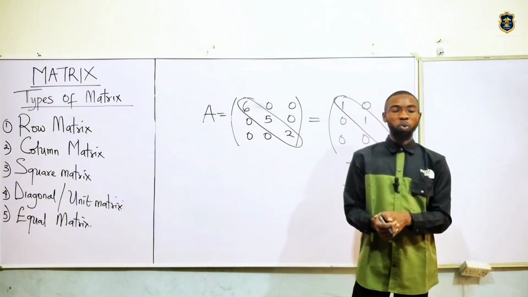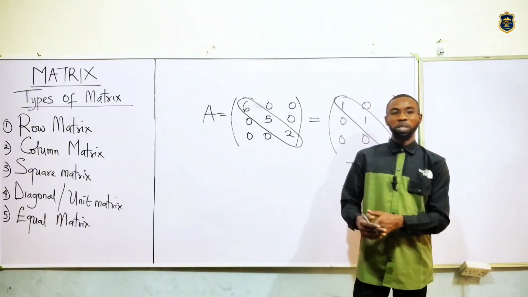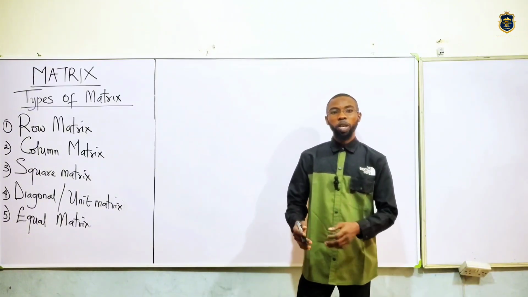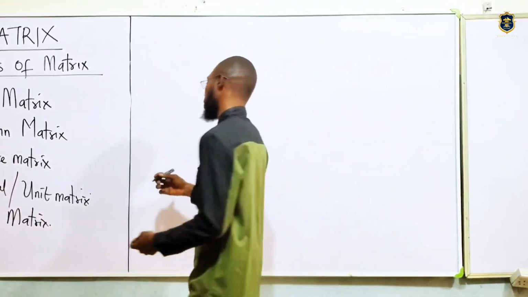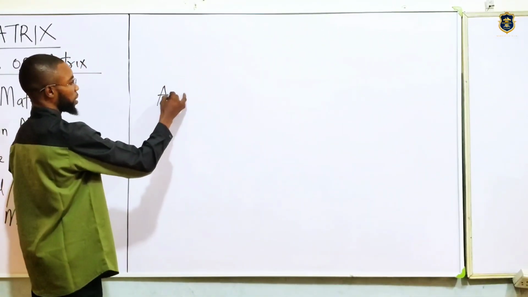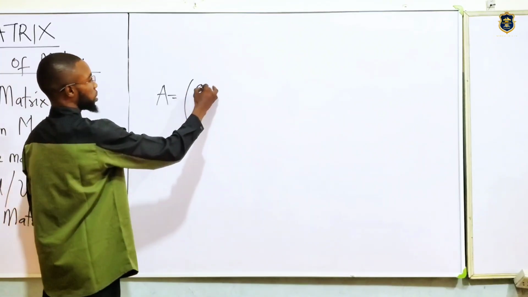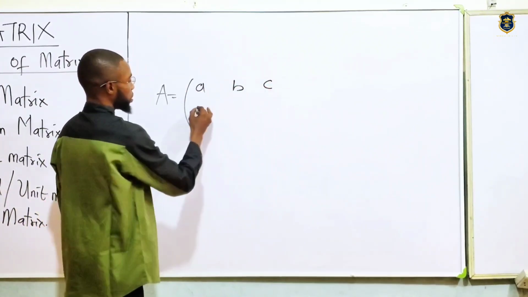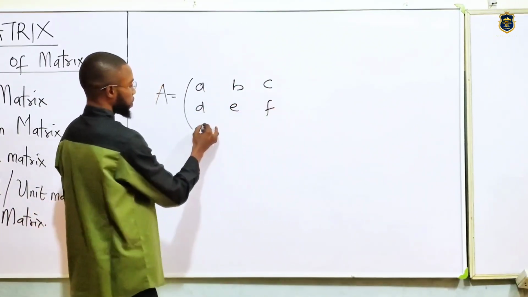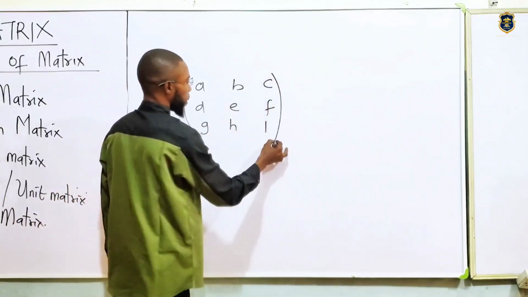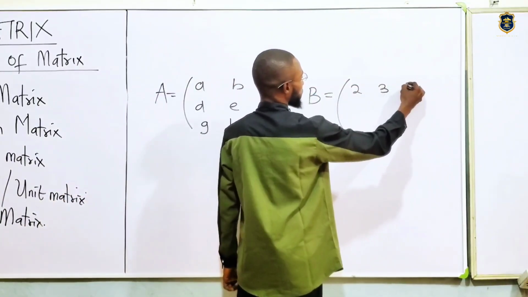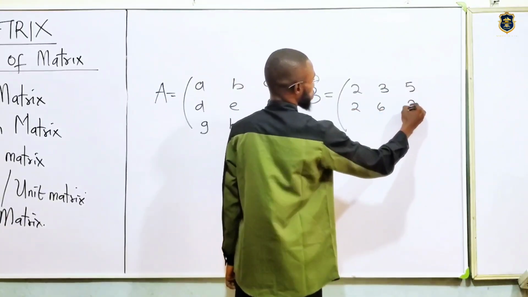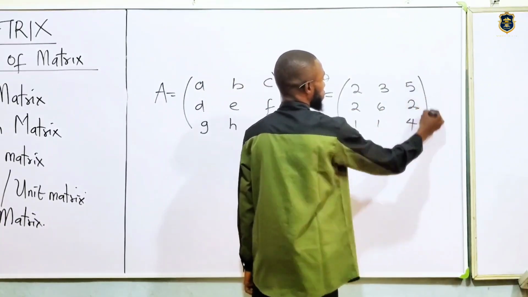The equal matrix. What does the word equal matrix mean? Now let's look at what an equal matrix is. It's not hard. An equal matrix is very simple. That means for an equal matrix, if we have that matrix A is A, B, C, D, E, F, G, H, I, and then matrix B, for instance, is 2, 3, 5, 2, 6, 2, 1, 1, 4, for instance.